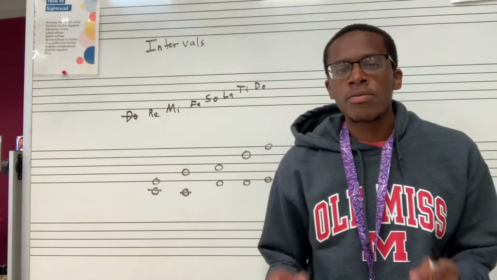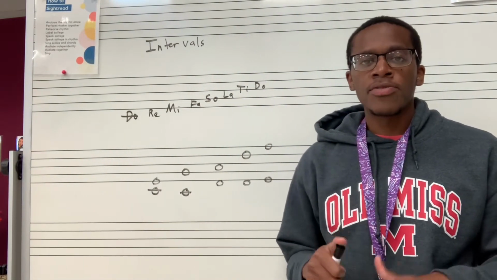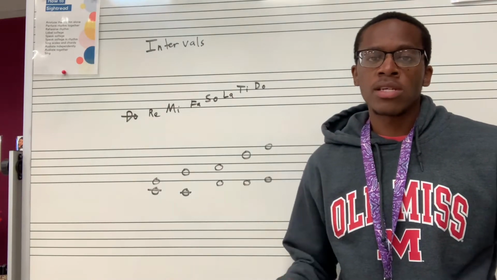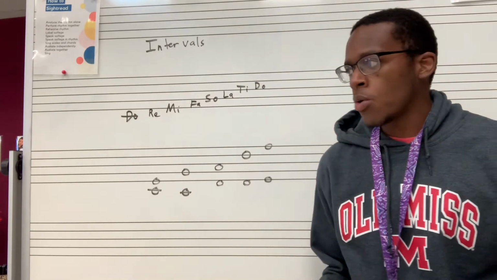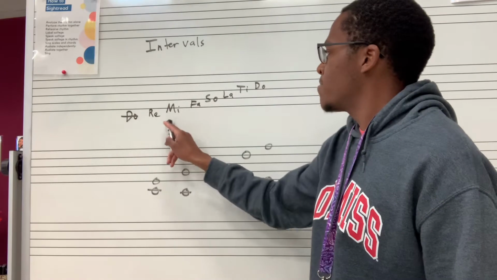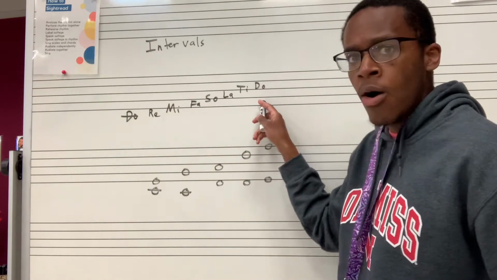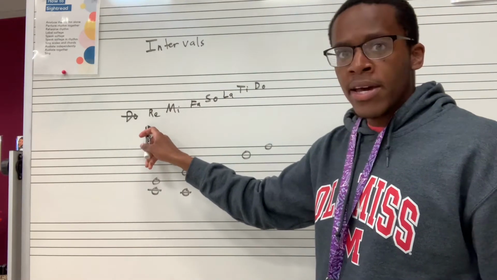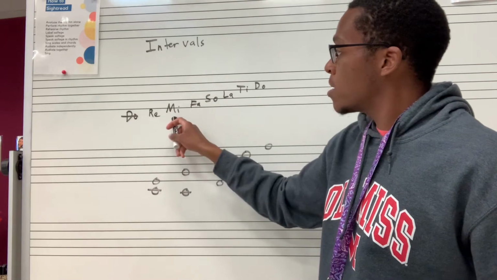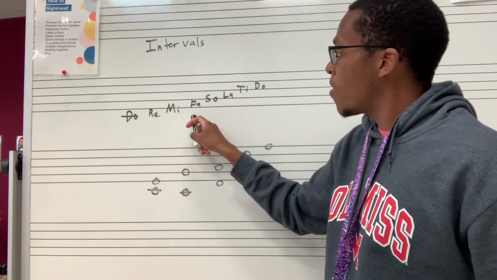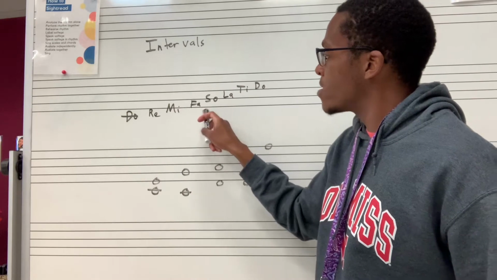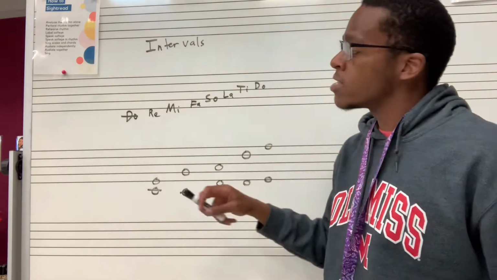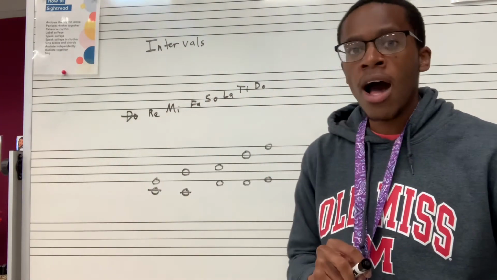Now, let's talk a little bit about intervals. Intervals are the distance between notes. Normally in my class, when I'm teaching, I teach it first on solfege. When we do our scale, do, re, mi, fa, sol, la, ti, do, I have an interval scale that goes like this. Do, re, that's a second. Do, mi, that's a third. Do, fa, that's a fourth. Do, sol, that's a fifth. Do, la, that's a sixth. Do, ti, that's a seventh. Do, that's an octave.